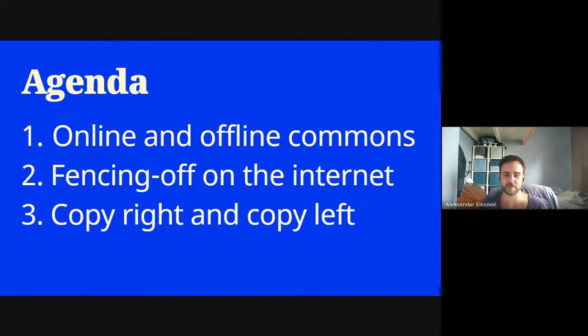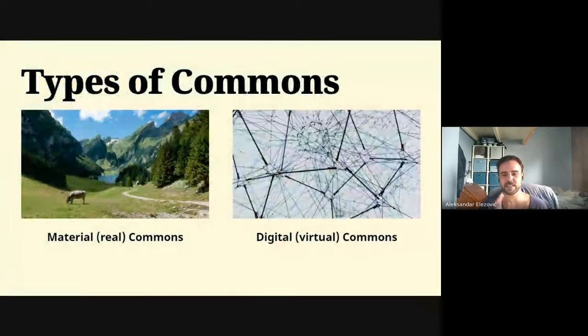Like the fencing off happened first in the commons in the 19th century, which caused capitalism. Then when the internet came as an online space that is free for everyone, it had to be fenced off the same way that the natural commons were, in a similar way, actually, not the same way. And then we'll talk a little bit about copyright and copyleft, what copyrights are for, and what we can do about them. So without further ado, let's see.